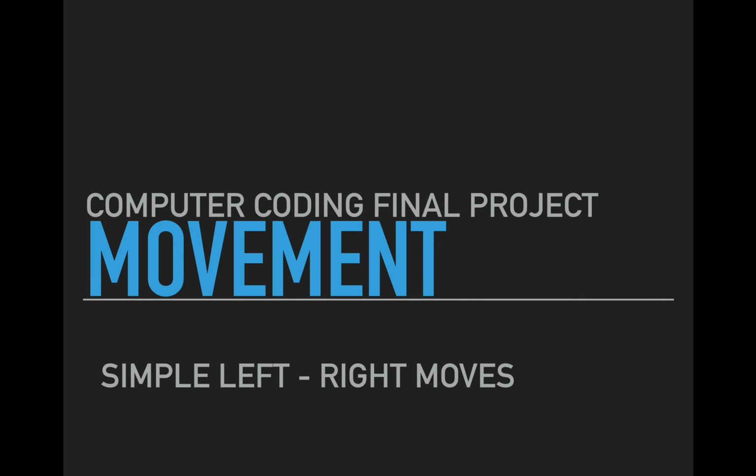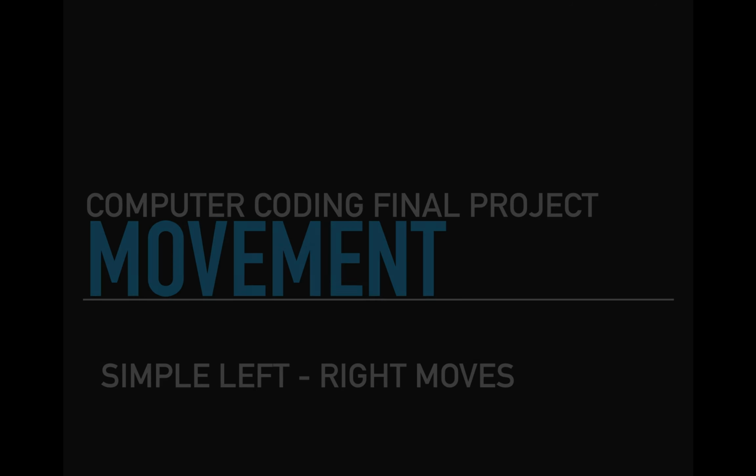Okay, once we've set up our program, we can do some movement to make our graphics move. We're going to start with some simple left-right movement schemes, and I will create some additional movement videos to show you other options that you might want to use to create different types of game situations. Let's take a look at our code.